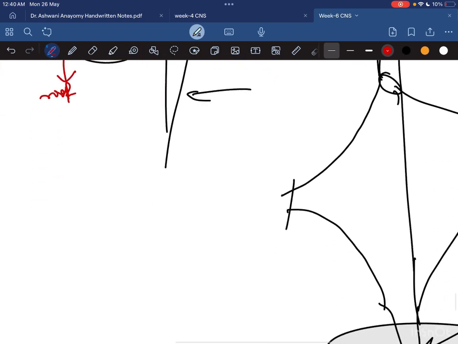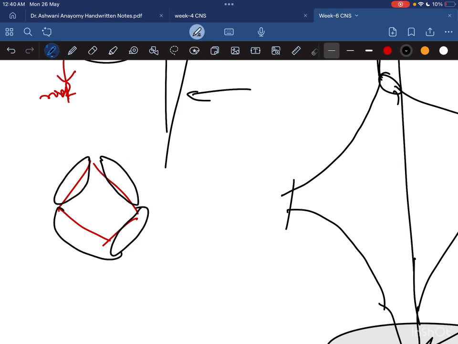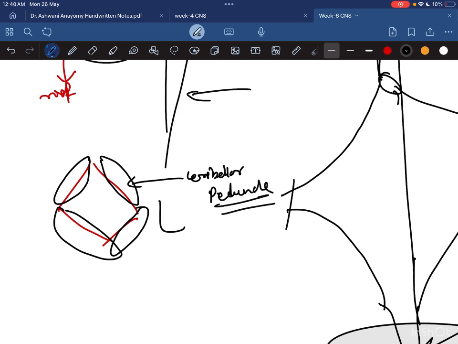And when you look at its side, there are the superior and inferior cerebellar peduncles. These are forming the lateral wall.